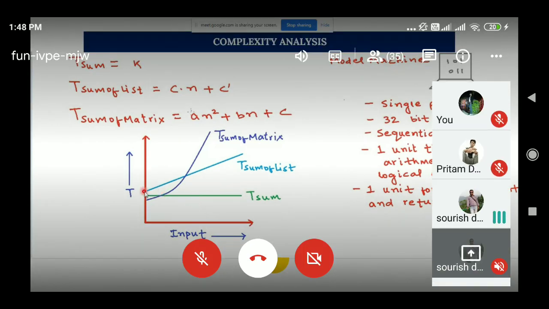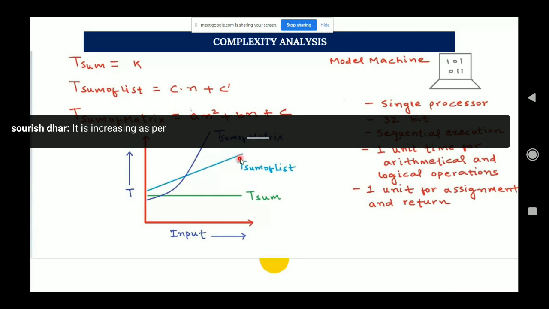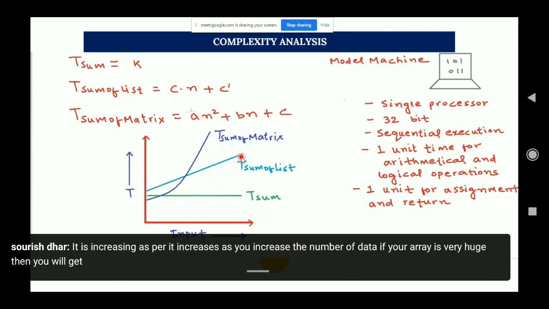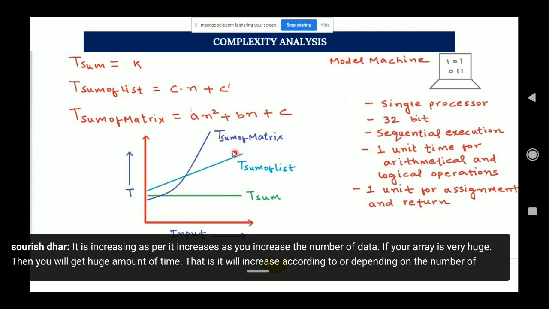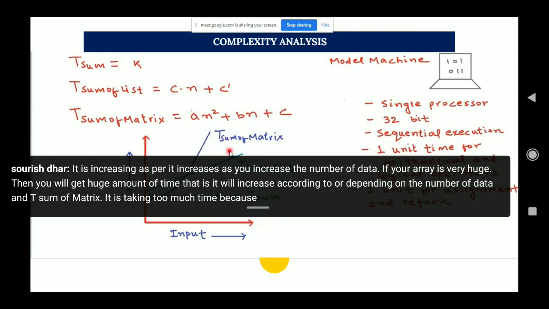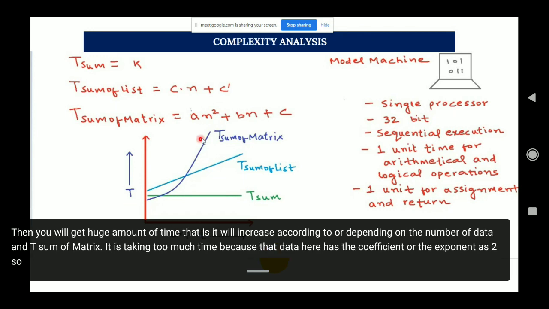Then T sum of list increases as you increase the number of data. If your array is very huge, then you will get a huge amount of time. That is, it will increase depending on the number of data. And T sum of matrix is taking too much time because the data here has the exponent 2. So it is actually shooting up.